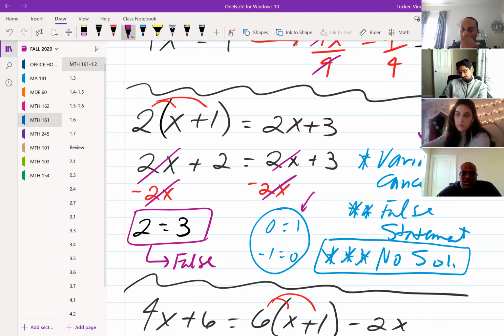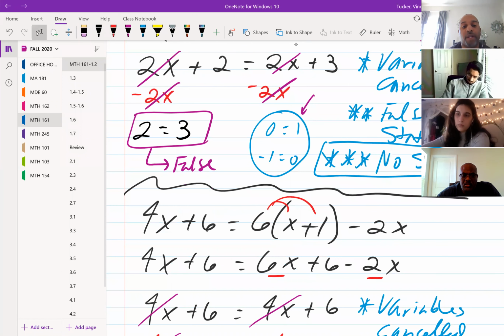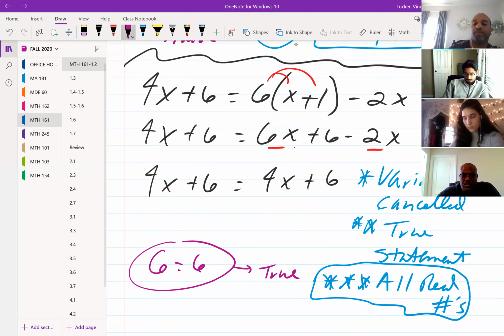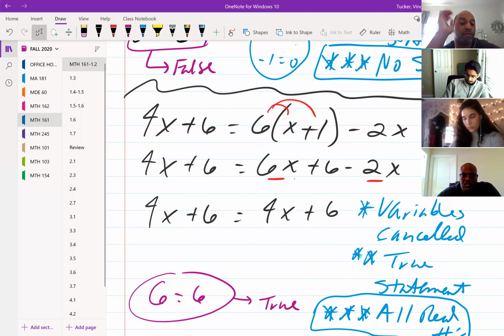All right. Any questions on that? So next one is very similar. Here we have 4x plus 6 equal to 6 times the quantity x plus 1 minus 2x. Distribute 6: 4x plus 6 equal to 6x plus 6 minus 2x. Combine your like terms on the right. We have 6x and negative 2x, which will give us 4x. So now we have 4x plus 6 equal to 4x plus 6.